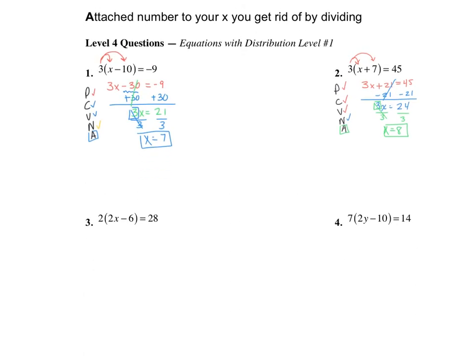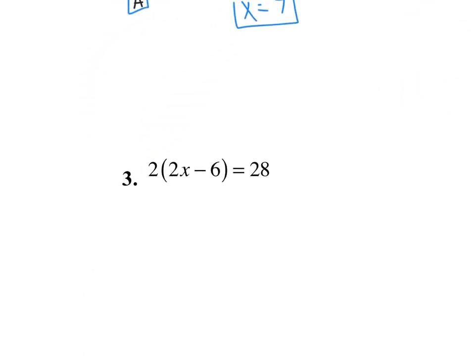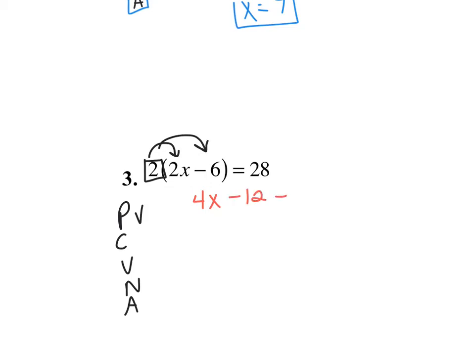We're going to start number 3 together, and then you're going to finish it. So for this example, I have a 2 on the outside, so I still do PCVNA. I distribute this 2 to my 2x and to my minus 6. What's 2 times 2x? It's 4x. You have to do 2 times 2. I then do 2 times the negative 6, and I get a minus 12, so I have 4x minus 12 equals 28. Go ahead and solve it.